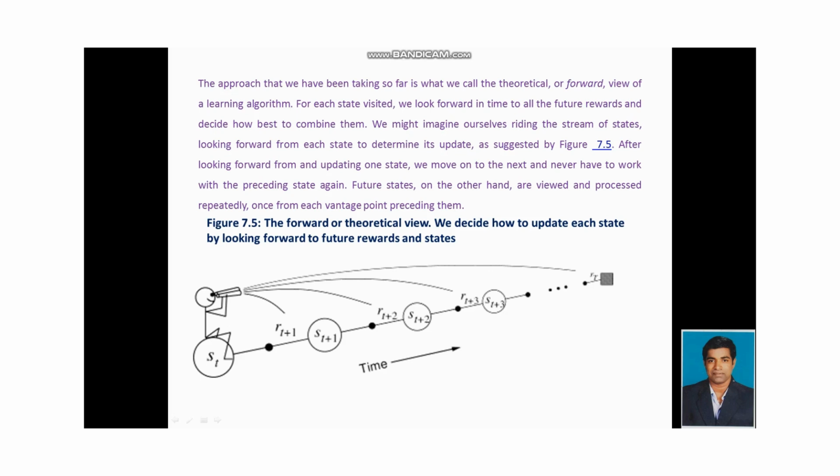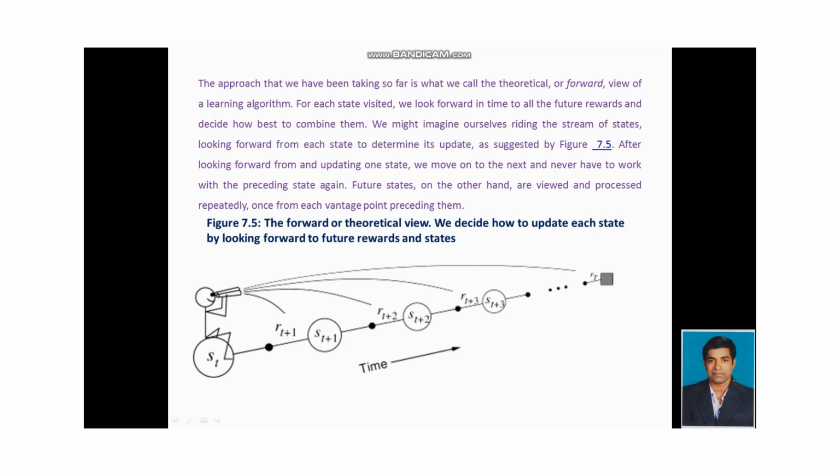So in the diagram itself, the particular observation is taken from the starting state, and we are looking forward in time. So the reward for the first state is RT plus 1, the reward for the second state is RT plus 2, RT plus 3, and so on. For each state visited, we look forward in time to all the future rewards and decide how best to combine them.